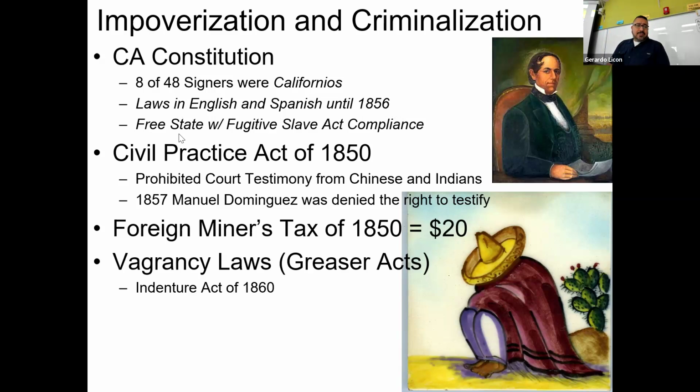This was an exchange. They became a free state, but they had to agree to abide by the Fugitive Slave Act. And so it was a free state, but if any slaves tried to escape to that free state, they had to comply with the Fugitive Slave Act and help capture and return any slaves that tried to escape there.